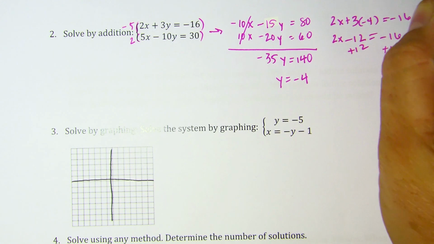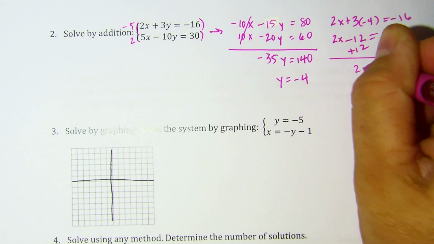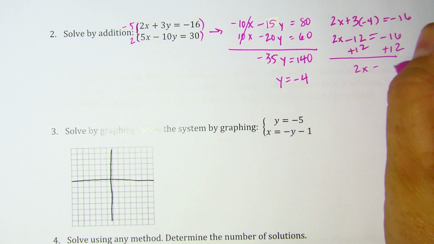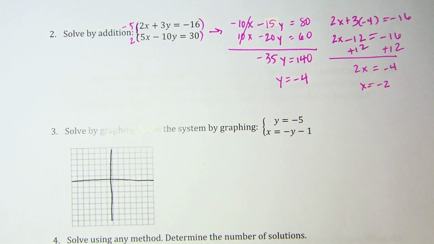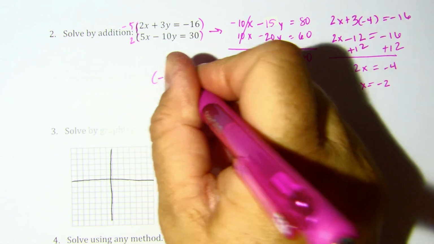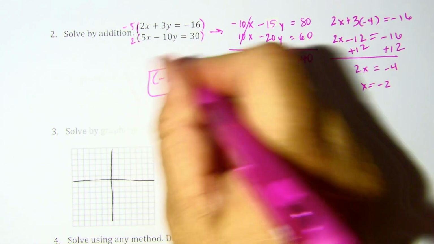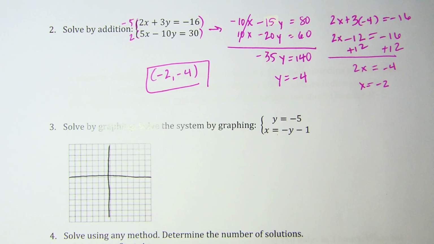Adding 12 to both sides, 2x equals negative 4, so x equals negative 2. So my answer then is negative 2 and negative 4. You always put the x coordinate first and the y coordinate second.